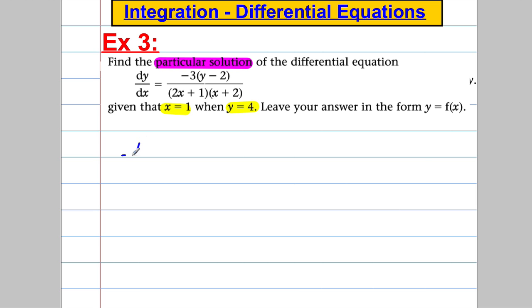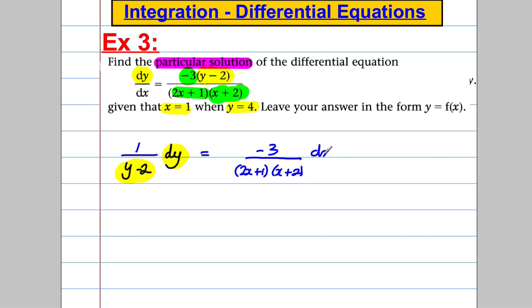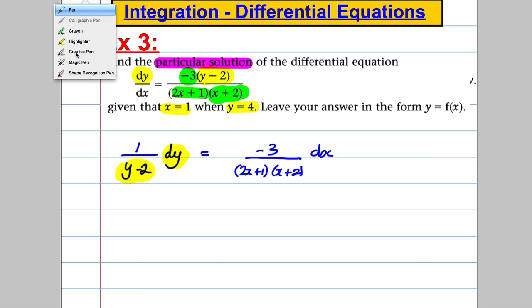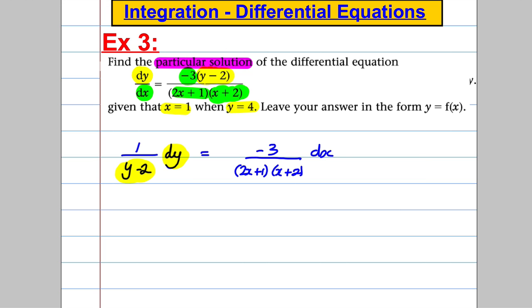So I'm going to write 1 divided by y subtract 2 dy, bringing everything with y on the left hand side. That's the only thing with y. Keep that dy on the left hand side, and then everything with x, this, I'm just going to keep that there. So I'm going to have it equal to negative 3 divided by 2x add 1, x add 2, with the dx here as well. Remember there was a dx here, so bring that onto the right hand side and integrate both sides.